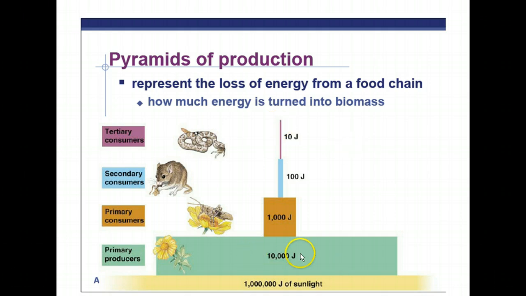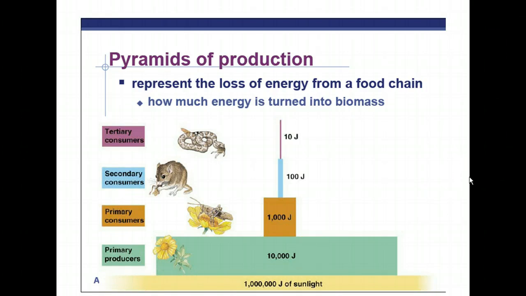This is the reason why we typically see more plants than herbivores and more herbivores than carnivores. However, you don't always have to have more herbivores than carnivores, and you don't always have to have more plants than animals. For example, if the plant is really big, like a tree, you still might have 10,000 joules of energy, but there might be only one tree that has all 10,000 joules instead of a field of grass or a field of plants.